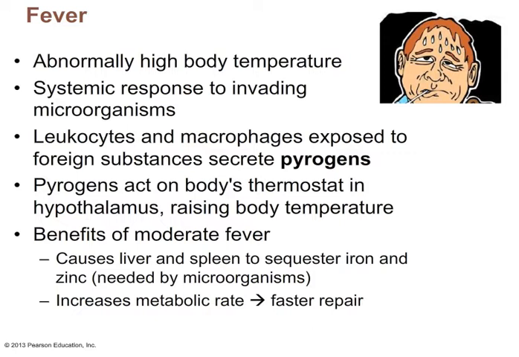And this is beneficial because it causes the liver and spleen to sequester iron and zinc, which are needed for microorganism replication, and it also helps to increase the metabolic rate, which can make immune response faster, and also it can make it faster for any repair of damaged tissues. Of course, fevers can get out of control, and in some situations the fever can be worse than the infection. So anytime you get a fever that is over, let's say, 104 degrees, you need to call the doctor's office or hospital right away, because that can be a life-threatening fever.